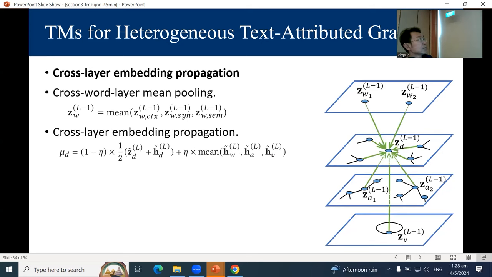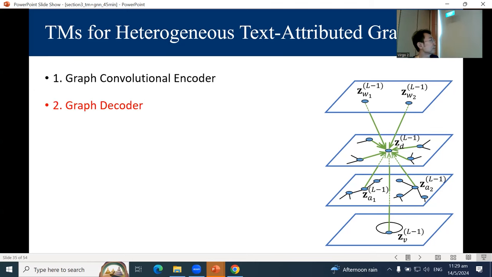In that case, we derive the cross-layer representation, essentially another graph propagation, but across layers. So HW will be the representation of the document that it gets from the words. HU will be the one we get from the authors. And then there is going to be another one from the venues, HV. Those representations that you get from the different layers, you combine with the representation that your document gets from its own layer, and that gives us the overall representation for the document.